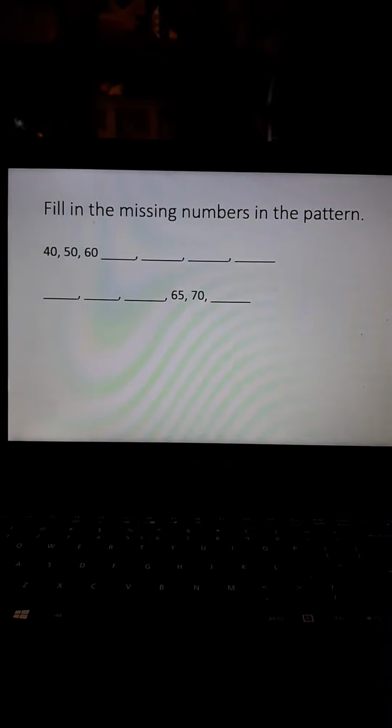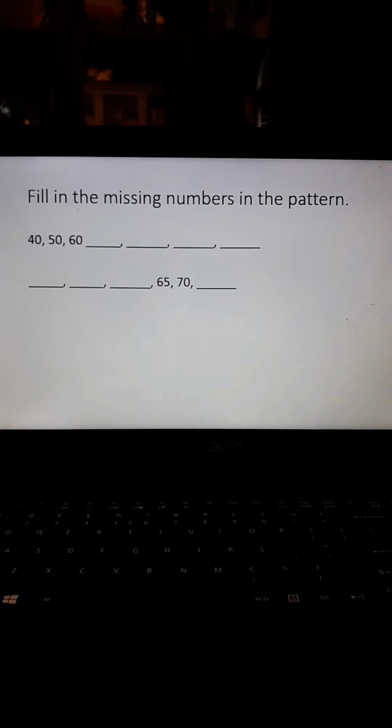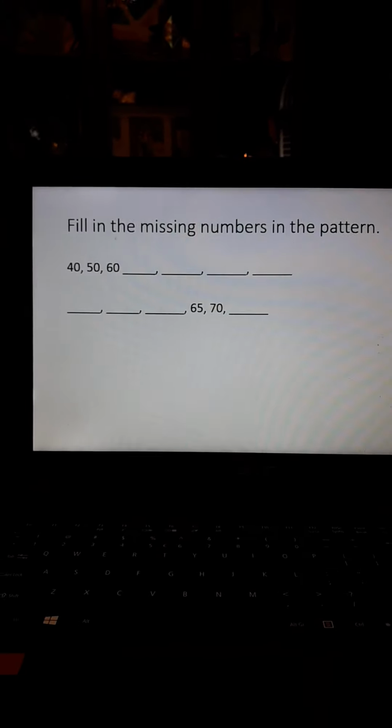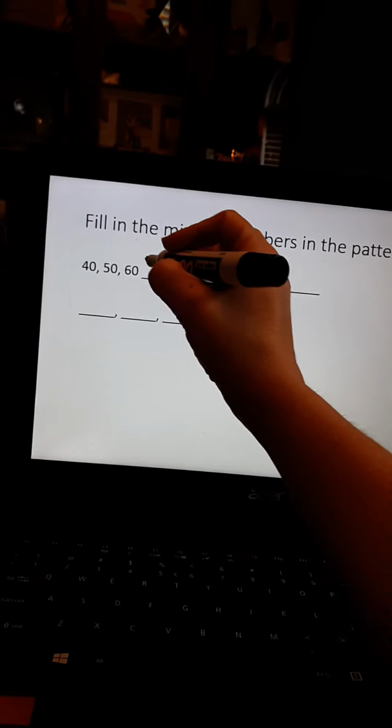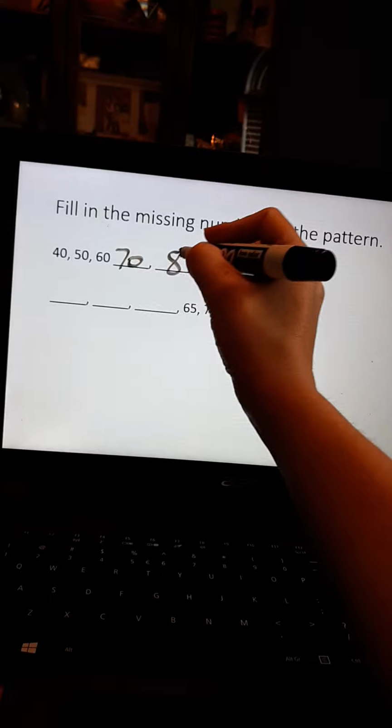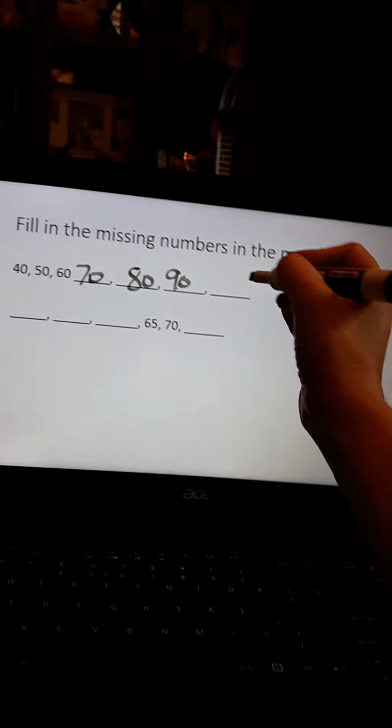All right, the next type of problem, you're going to be filling in the missing numbers in the pattern. Look at that first pattern. It's saying 40, 50, 60. What's it doing? It's going up, but by how many? By 10. So it'd be 50, 60, 70, 80, 90, and then 100.